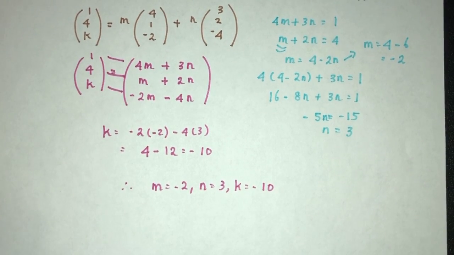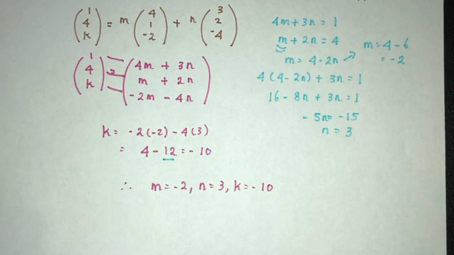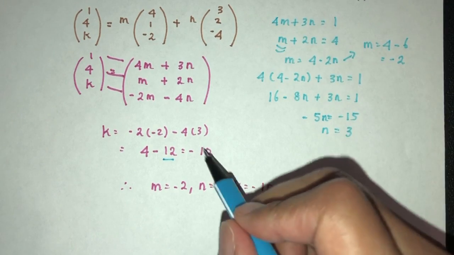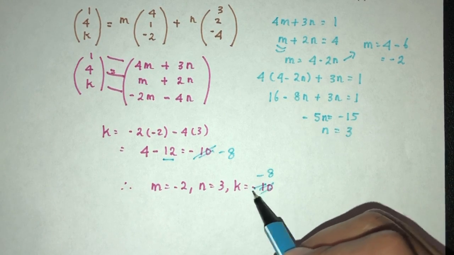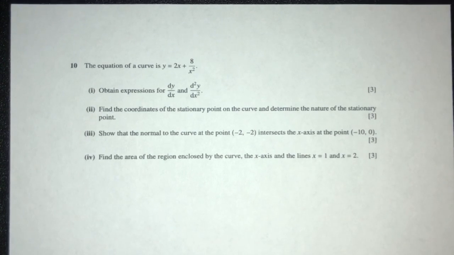Now, over here I did realize I made a very stupid mistake. So 4 minus 12 is what? That is definitely not minus 10, right? So 4 minus 12 is minus 8. So K will be minus 8, and that should be minus 8 as your answer over here. So that should be very clear, but again, always verify it using your calculator so you don't make these kind of silly mistakes. Let's move on to the next question.